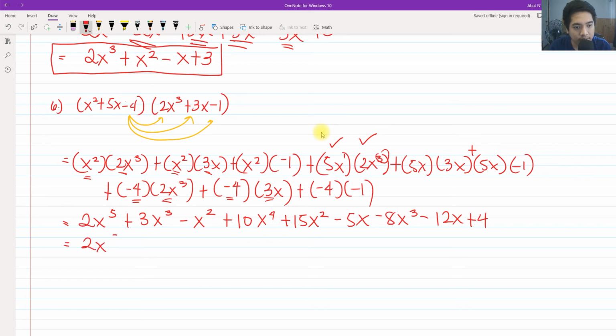So we have 2x raised to 5. There is no other 5 exponent here. Do we have 4? So plus 10x raised to 4. There's no other 4. Do we have 3?